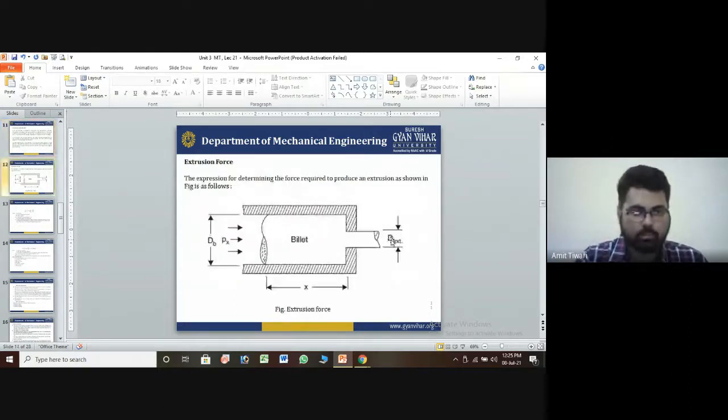Now you can see here how the extrusion process occurs. These are the expressions for determining the force required to produce an extrusion, shown in the figure. You insert the billet into the die and apply some pressure. After pressure is applied, the section is pushed out and converts to the larger area, and these are the expressions regarding the diameter extruded.